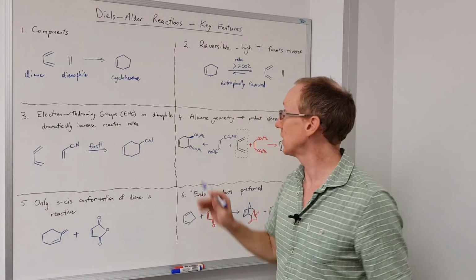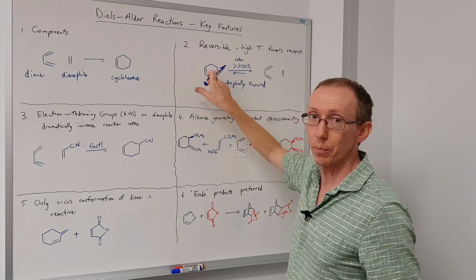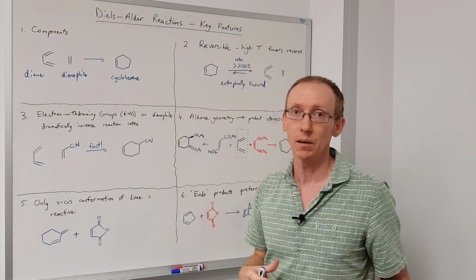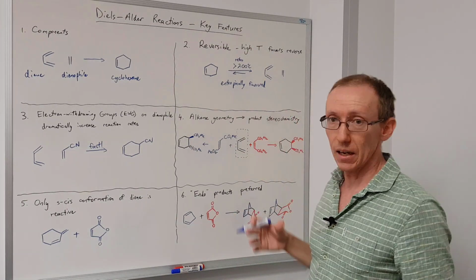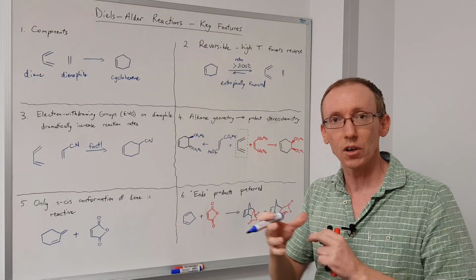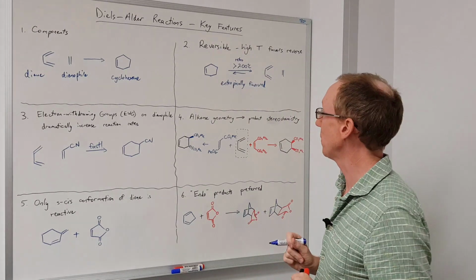So at high temperatures, there's a couple of reasons why it's entropically favored. One of which is that we take a single component and we generate 2 molecules from that, and that's an entropically favored thing. But also the transition state involves a high degree of organization, and so entropy is sort of working against us in that manner.